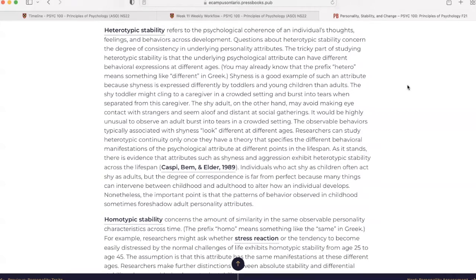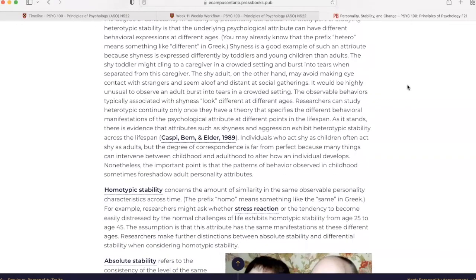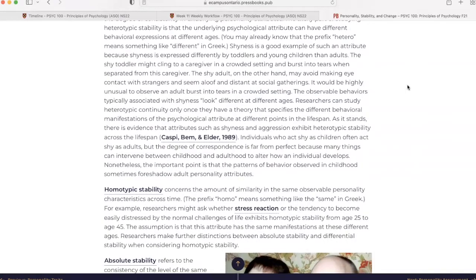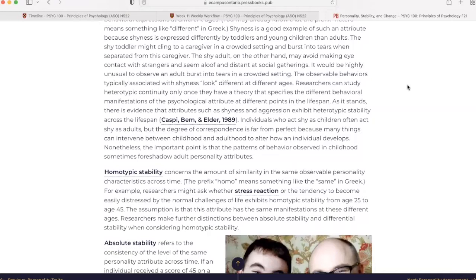Shyness is a good example of such an attribute because shyness is expressed differently by toddlers and young children than adults. The shy toddler might cling to a caregiver in a crowded setting and burst into tears when separated from this caregiver. The shy adult, on the other hand, may avoid making eye contact with strangers and seem aloof and distant at social gatherings. It would be highly unusual to observe an adult burst into tears in a crowded setting. The observable behaviors typically associated with shyness look different at different ages.